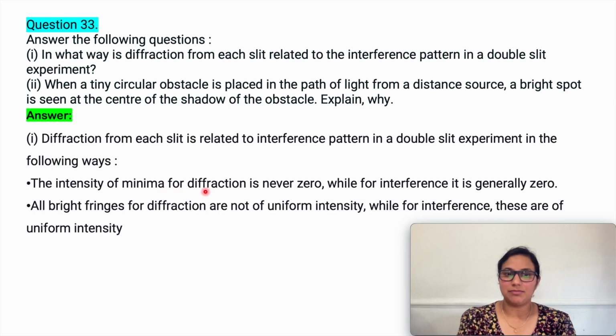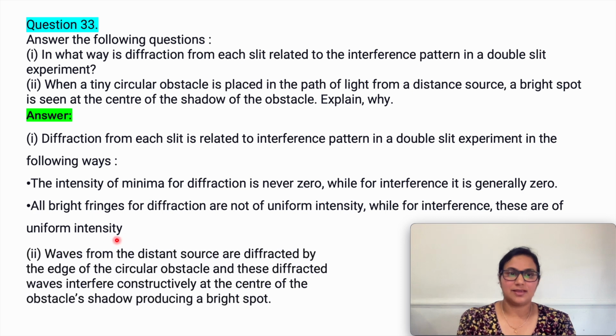The intensity of minima for diffraction is never zero, while for interference it is generally zero. Second point: all bright fringes for diffraction are not of uniform intensity, while for interference these are of uniform intensity. And answer to the second part: waves from the distant source are diffracted by the edge of the circular obstacle, and these diffracted waves interfere constructively at the center of the obstacle shadow, producing a bright spot.